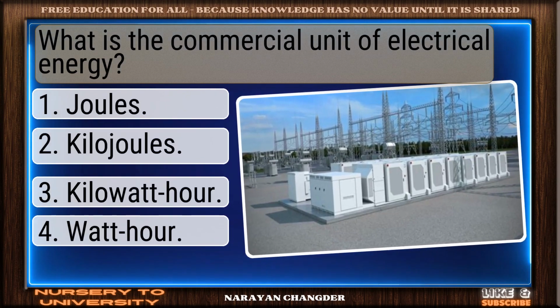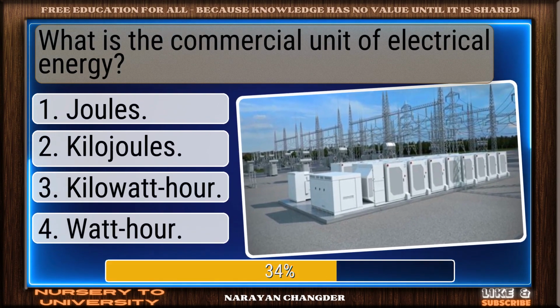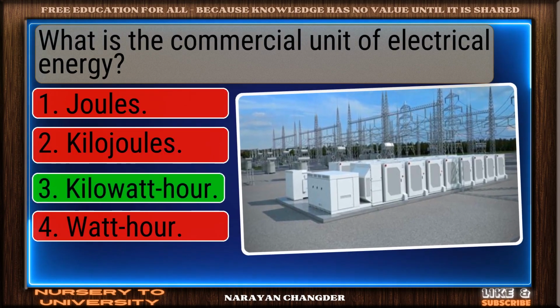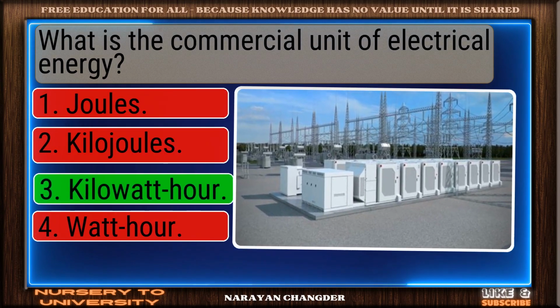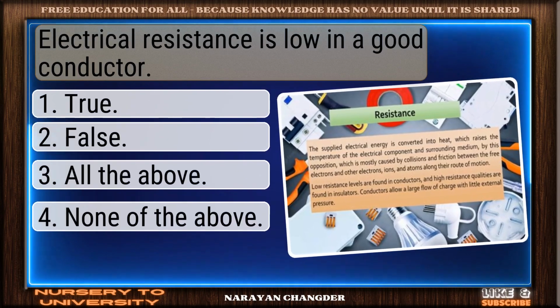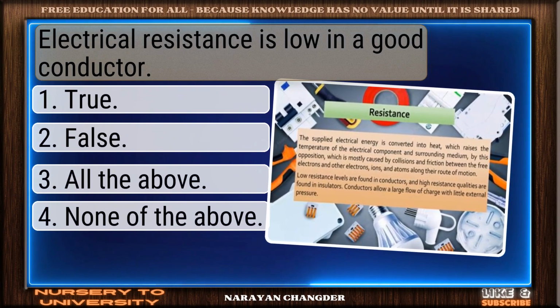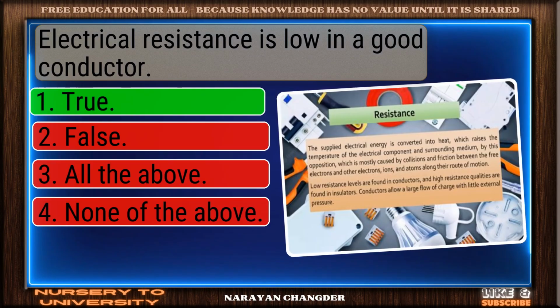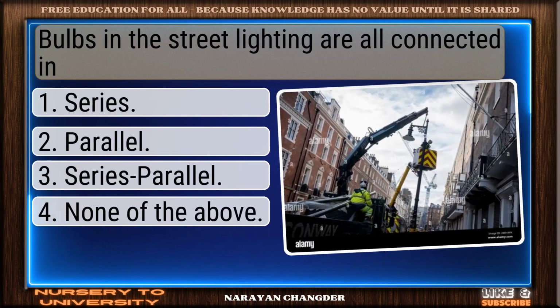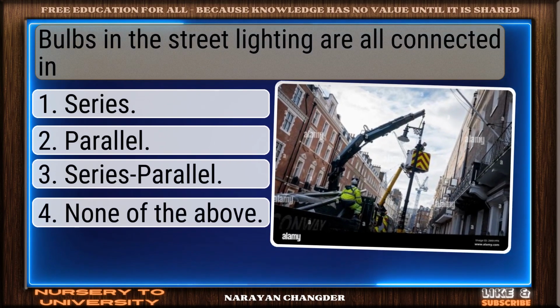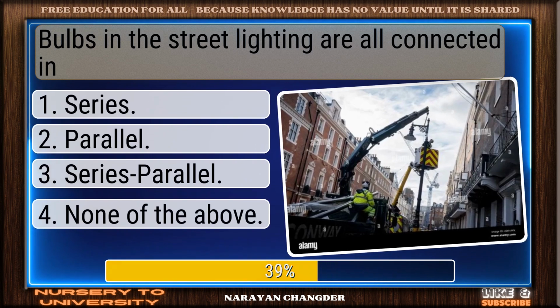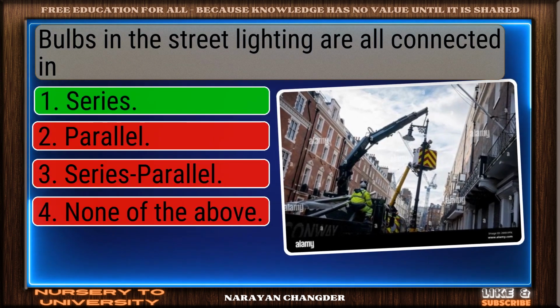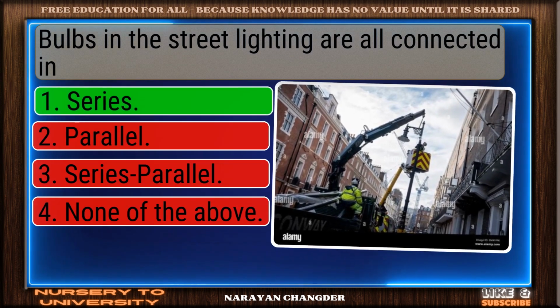What is the commercial unit of electrical energy? Sharp thinking. Kilowatt hour is right. Electrical resistance is low in a good conductor. Nicely done. True is solid. Bulbs in the street lighting are all connected in. Excellent choice. Series is right.